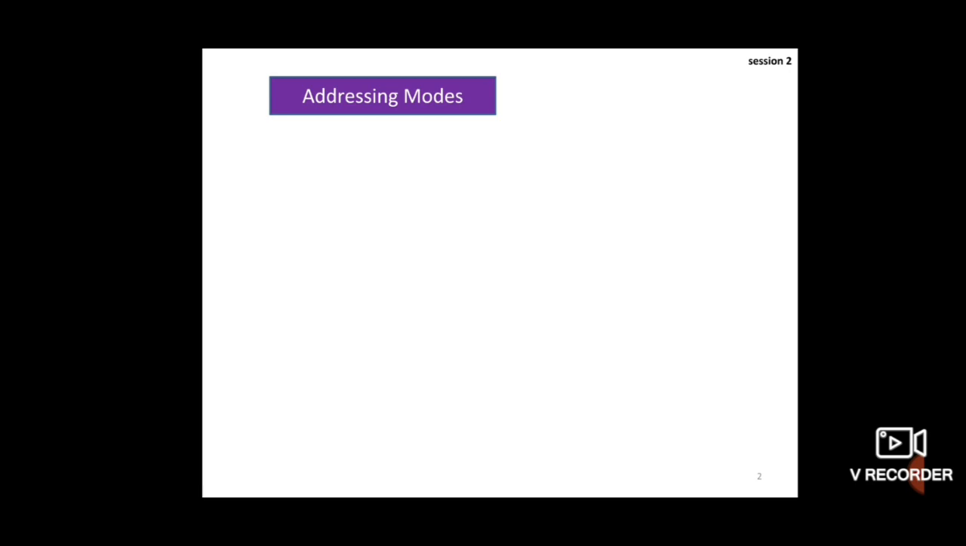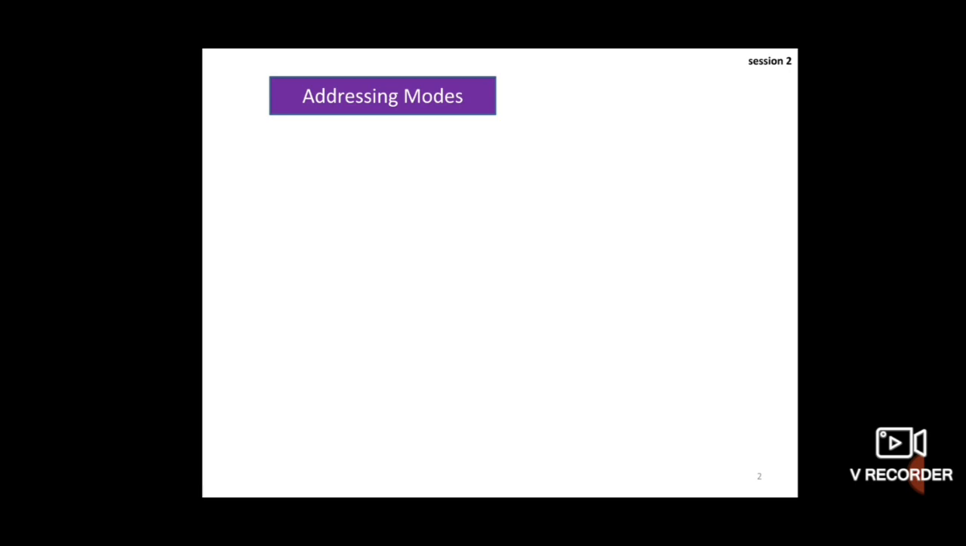A very fast revision. What do you mean by 1 byte? Only the opcode is there, no data or address. That instruction will be a 1 byte instruction. 2 byte means opcode and operand. Operand means either data or address. So in a 2 byte instruction, only data will be there. And a 3 byte instruction means an address is there. That instruction is a 3 byte instruction.